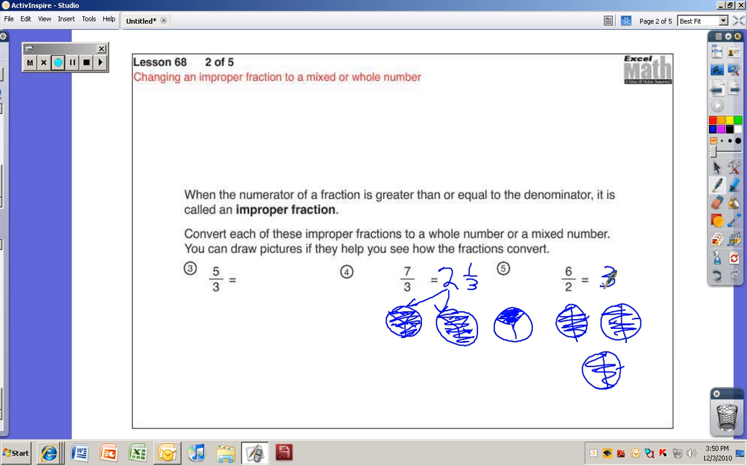Now there's actually a shorter way to do this instead of drawing pictures. What you will notice is that this is actually a division problem. What kind of problem is it? A division problem. Good.